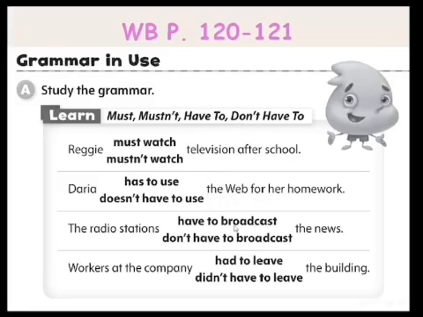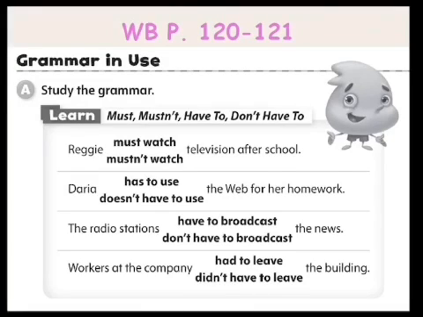The radio stations have to broadcast the news. Must or need to broadcast the news. The radio stations don't have to broadcast the news. It's an option.